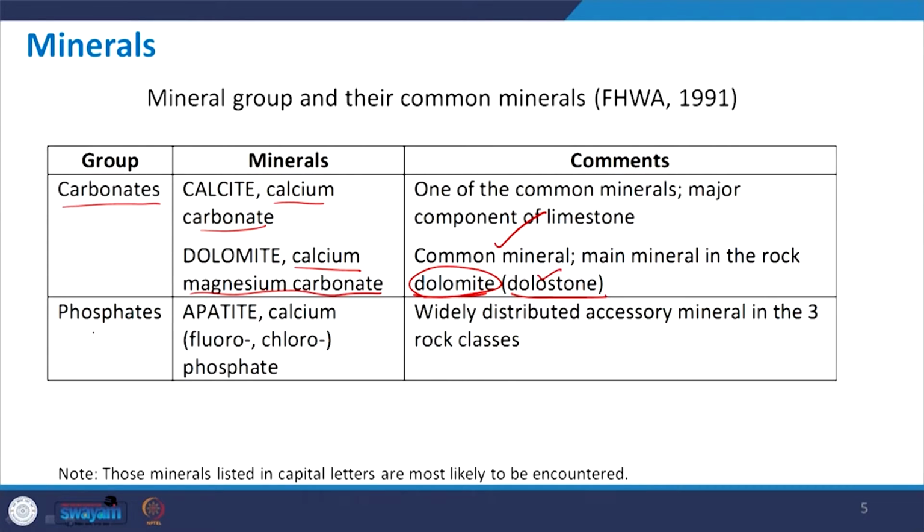Then the next group comprises phosphates. Here the most commonly occurring mineral is apatite. See, it is written in capital letters: calcium fluorochlorophosphate. So it can be calcium fluorophosphate or calcium chlorophosphate. It is a widely distributed accessory mineral in all three rock classes.